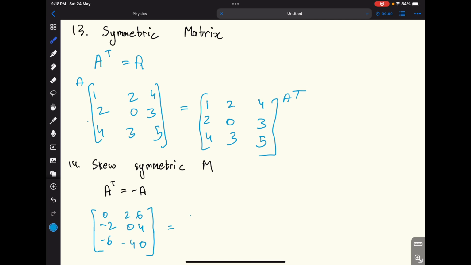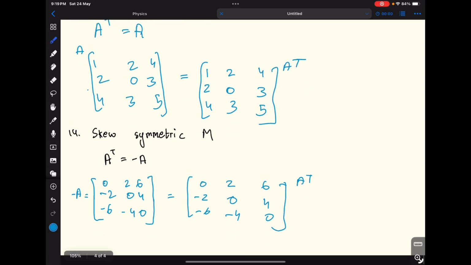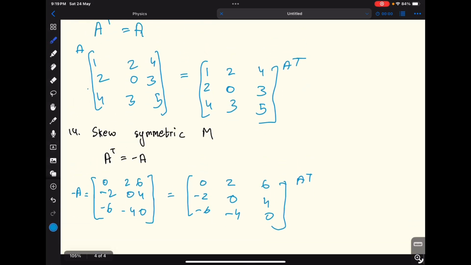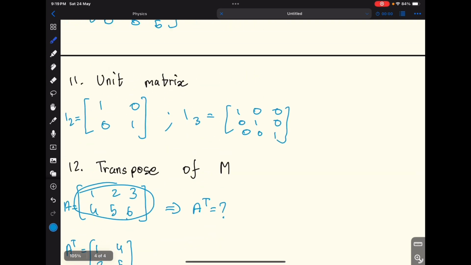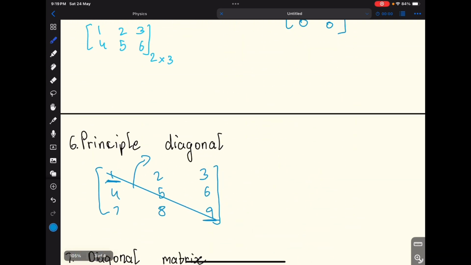If we transpose this, we get minus A, right? So we have to put minus everywhere. Minus 2, minus 6, 2, 0, minus 4, 6, 4, 0. Isn't it the same? We have just changed the signs in transposing it. We transpose as well as change the signs. So I think this is a skew symmetric matrix. I think you are all clear with all these types of matrices.